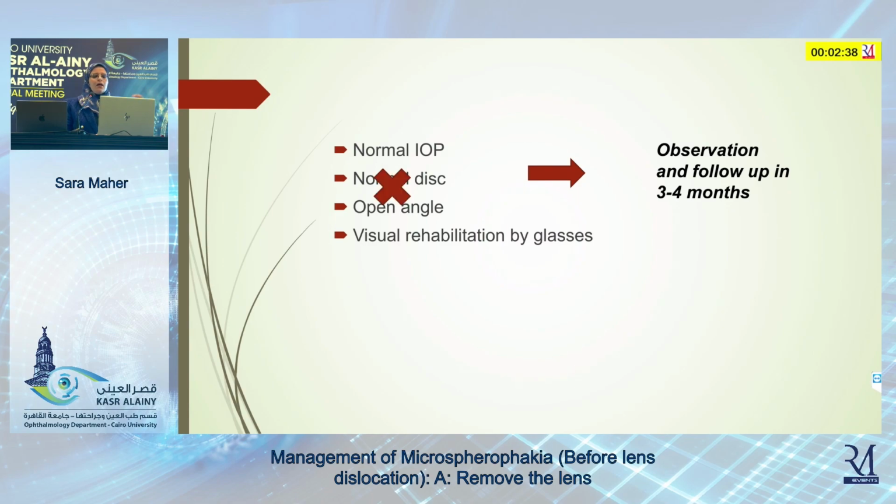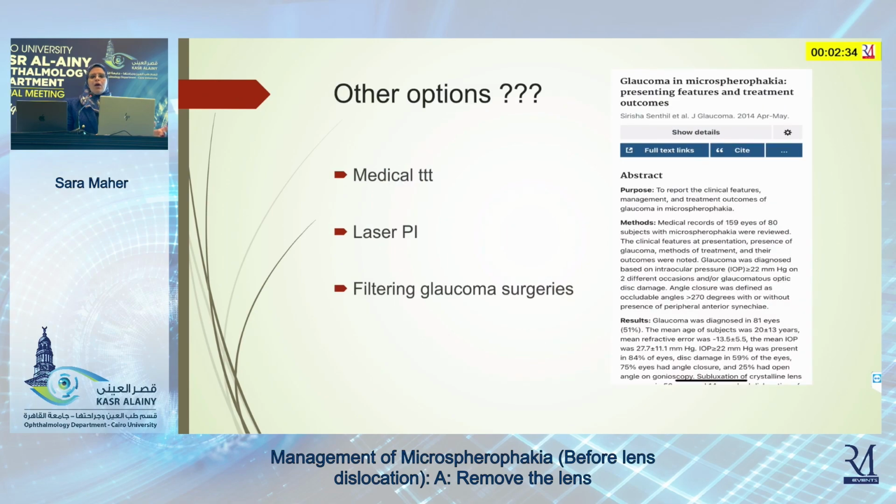If the IOP is high, with a very shallow anterior chamber and occludable angle, please remove the lens. Why remove the lens?